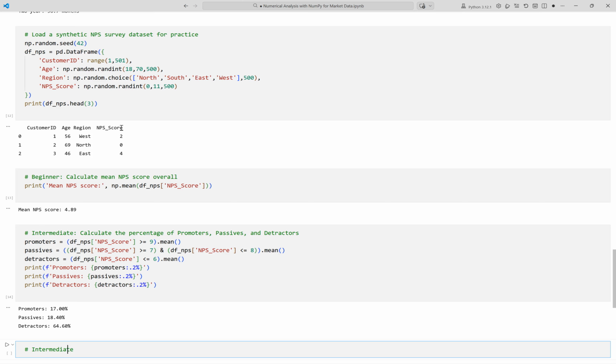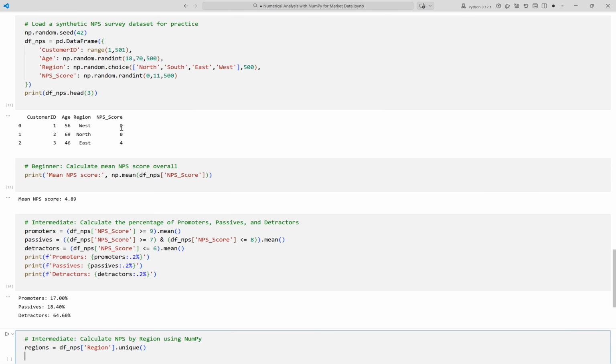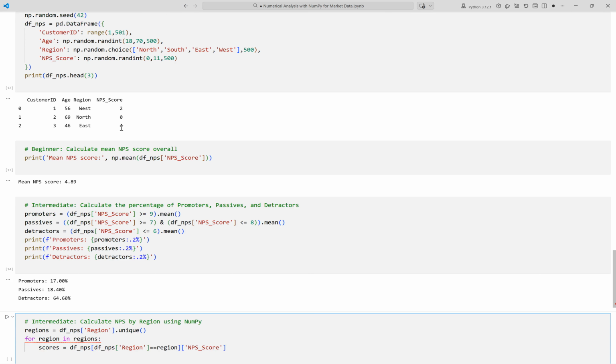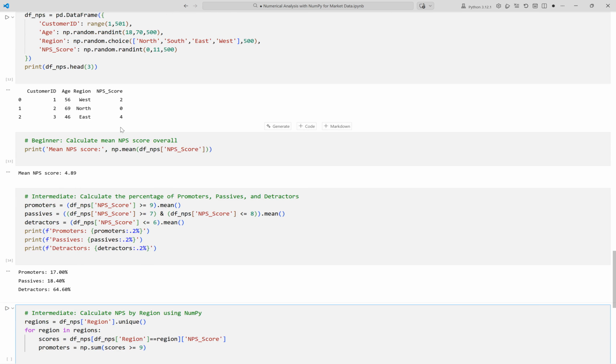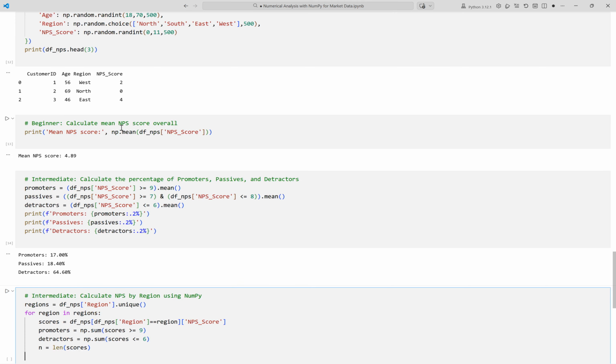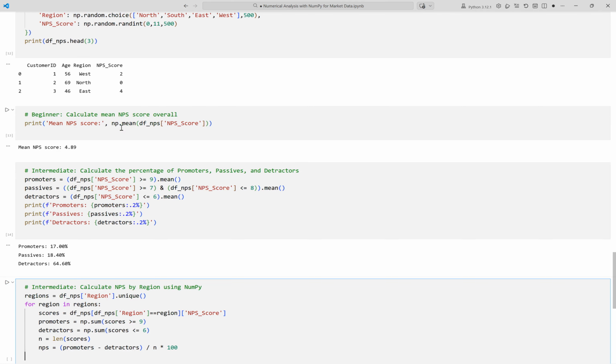Segmentation by region allows for region-specific marketing strategies. We identify all regions present in the survey. For each region, we extract the relevant NPS scores. We count the number of promoters using NumPy. Detractors are also counted efficiently. We calculate the total respondents in the region. The NPS formula is applied to yield a region-specific score. Each region's NPS is printed for comparison and action.